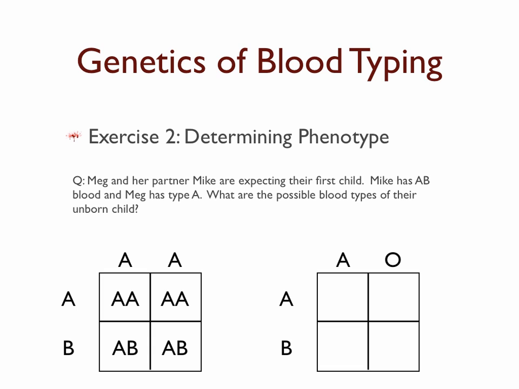Now let's look at our second square. Again, cross-multiplying, we first have A times A giving us AA, A times O giving us AO, A times B giving us AB, and finally B times O giving us BO. So in this case, there are three possible blood types, A, B, and AB.